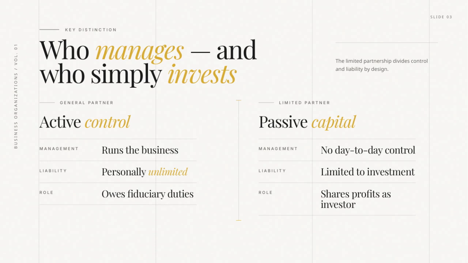On the other hand, we have the limited partner. This partner acts as a passive investor. They provide capital but do not engage in daily management or control. Because they don't take part in running the business, their liability is limited strictly to the amount they invested. Their role is primarily to share in the profits of the partnership without exposing themselves to the same risks as the general partner. Understanding this division of roles and liabilities is crucial when considering how a limited partnership operates, as it balances active management with risk protection for investors.